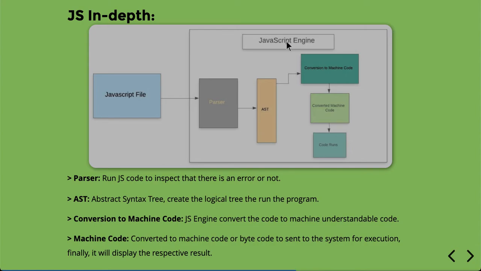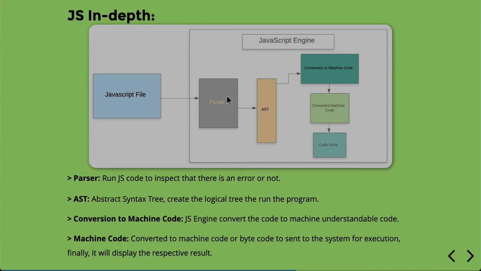And this JavaScript engine has a few components in it. The first component is the parser. In the parser, what will happen? The parser will execute the file and inspect it for errors. If there is an error, it will show that error to the developer and terminate the execution. And then the developer needs to debug the error to go on to the next stage.